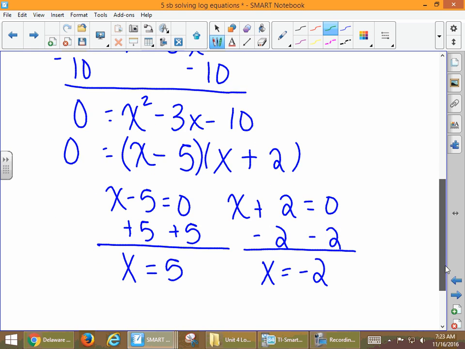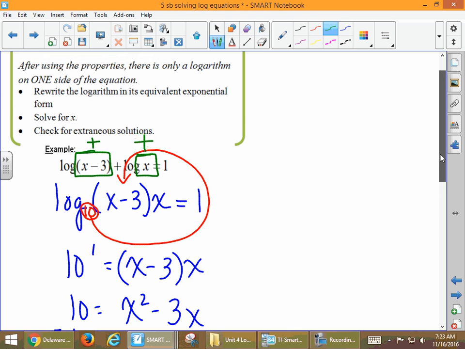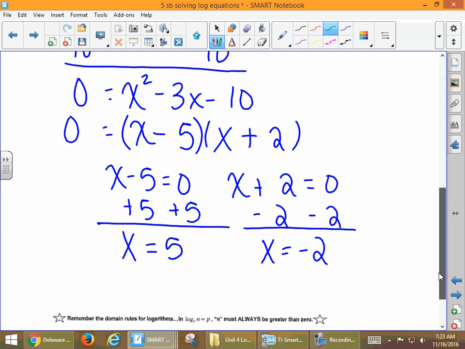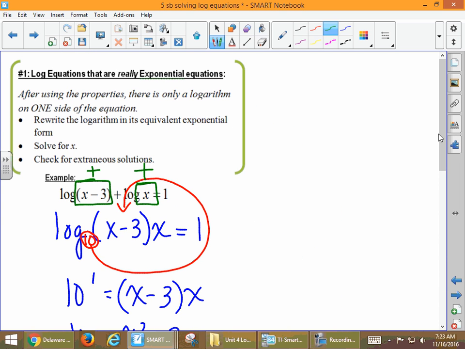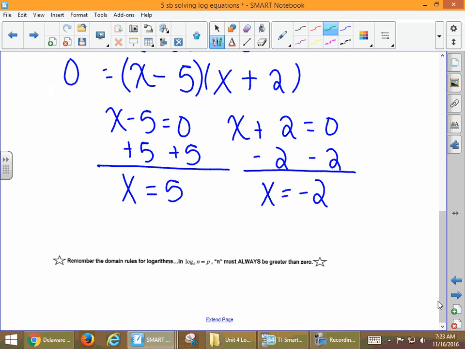So if we take our answer of 5 and put that back in here, 5 minus 3 equals 2, and 2 is a positive number. We're good there. If we put 5 back in here, 5 is already positive, so we're good there. When we take our other answer of -2, -2 minus 3 is -5, and that value is negative, which means that it is going to be an extraneous solution. So the only answer to this problem is going to be x equals 5.